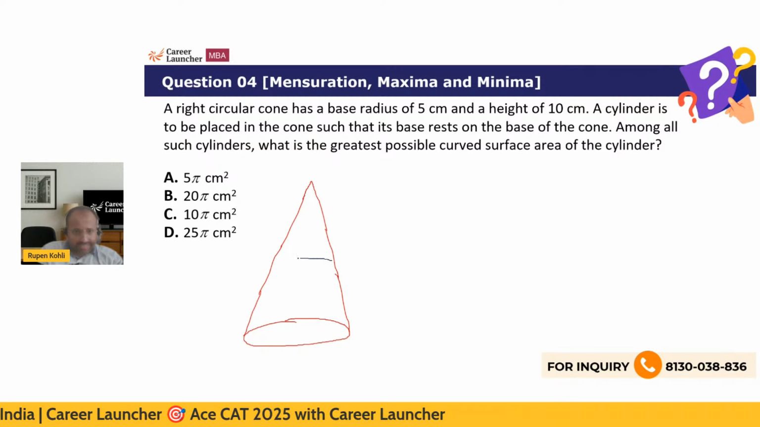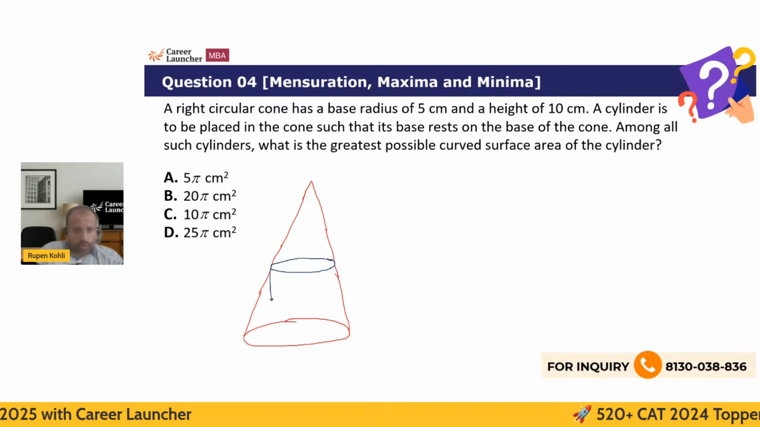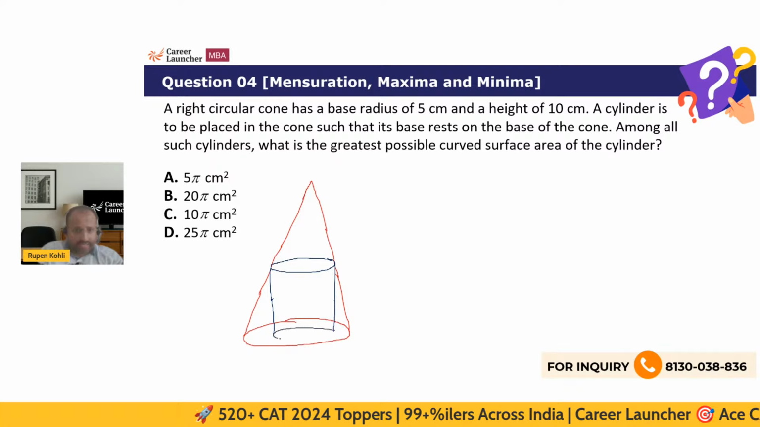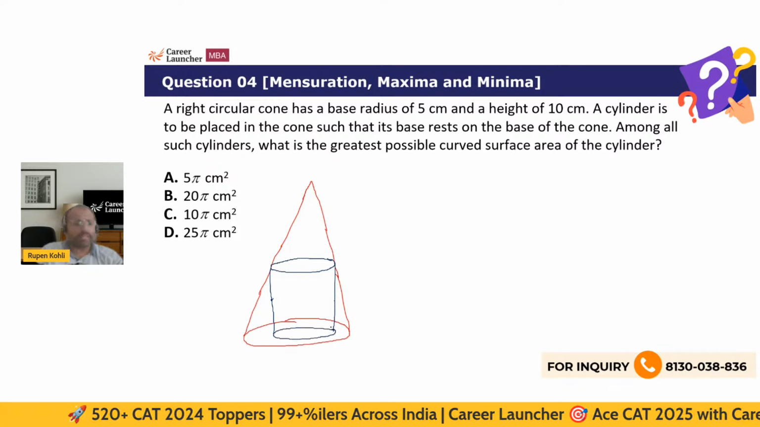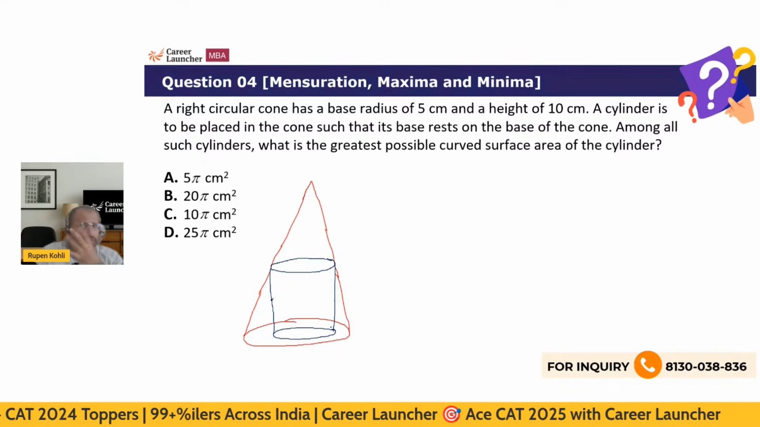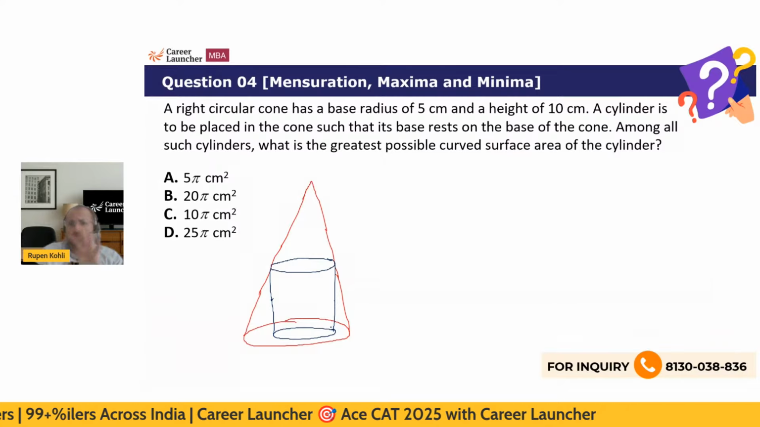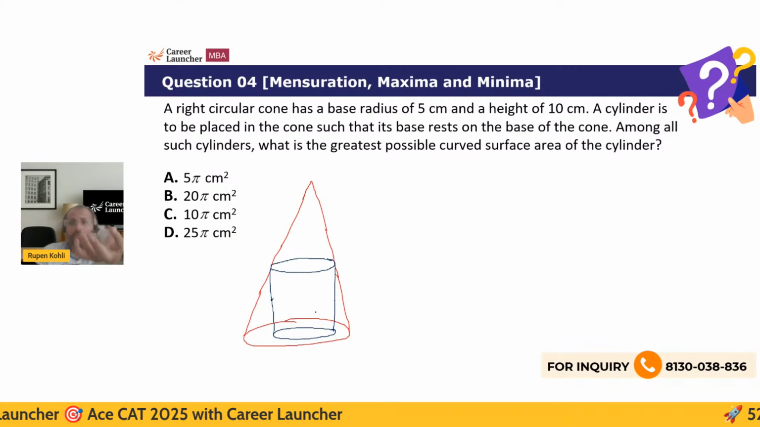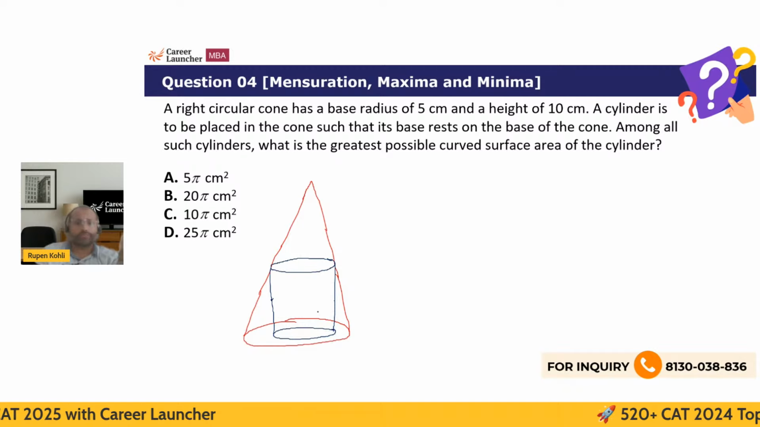So let's say that's our cylinder somewhere in the middle. We have to optimize the position of this cylinder, which means what its radius and height are, so that its curved surface area is maximized. Something like this. I am sure you have understood. You would have figured out that this is the problem. This is how the cylinder is placed inside the cone.